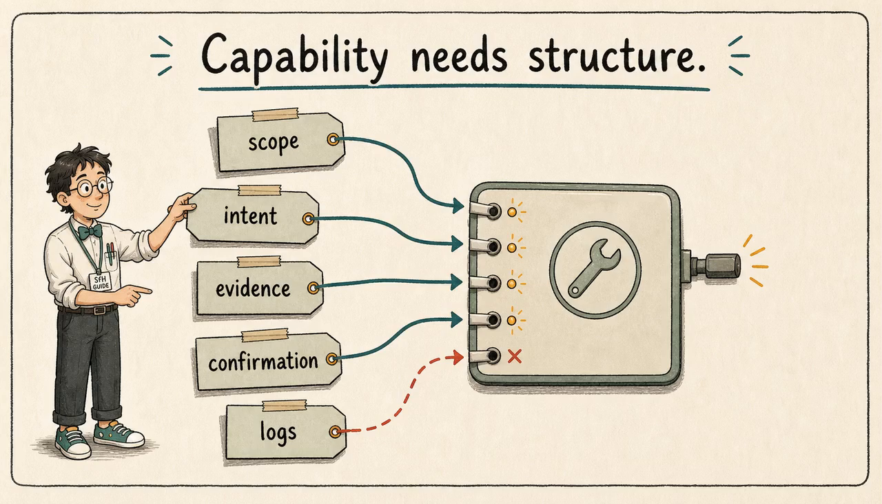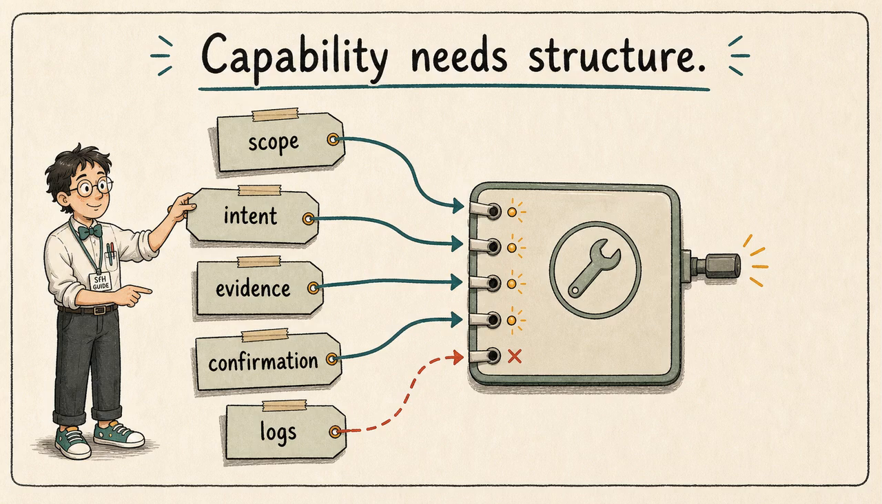The common failure is treating a connected tool like a trusted tool. If the assistant can see a button, people may assume it should press the button. That shortcut causes trouble. A connector only creates capability. Trust comes from the structure around it.